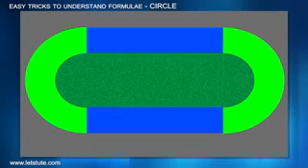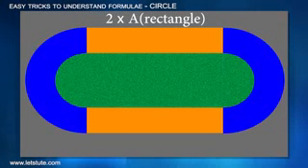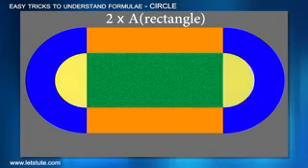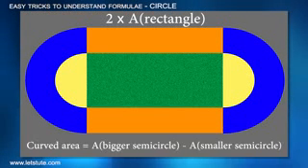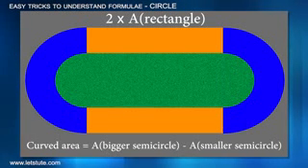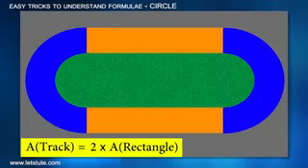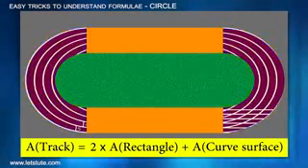Now we can use the area of rectangle for these. So it will be twice into the area of the rectangle. And now we need to find the area of this curved surface. So for that, can you think of any idea? Yes, in here we will subtract the area of the smaller semicircle from the bigger one, and that will give us the area covered by the curve, right? Now we have all the areas we need and we just have to add them. So the area of the running track will be twice the area of the rectangles plus twice the area of the curved surface.